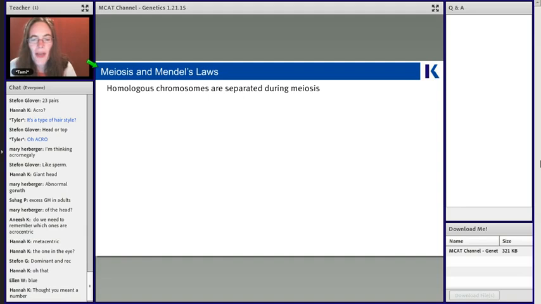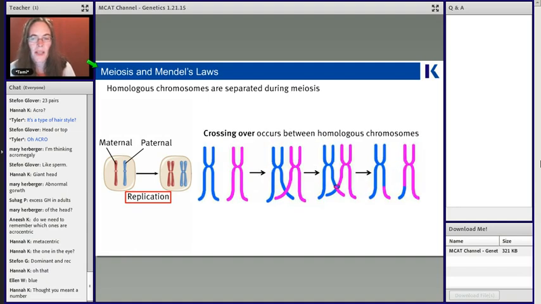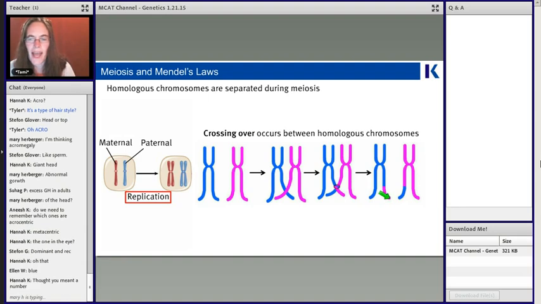However, before that occurs, we get crossing over. So here's mom's chromosome 9, dad's chromosome 9. We go through, we replicate them. We have our sister chromatids. We still only have 2 chromosomes. Then we have crossing over. This is where a little bit of mom breaks off and is attached to dad. A little bit of dad breaks off, is attached to mom.